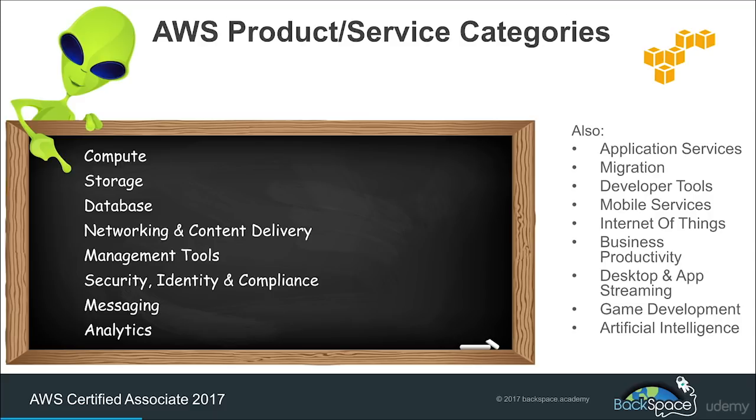The categories that I'm going to concentrate on in this lecture are compute, storage, database, networking and content delivery, management tools, security, identity and compliance, messaging, and the analytics category. Now, there's a lot more. On the right hand side you can see we've also got application services, migration, developer tools, mobile services, Internet of Things, business productivity, desktop and app streaming, game development, artificial intelligence, and that list is growing all the time. But I'm just going to concentrate on those categories on the left that are most relevant for an associate level certification.